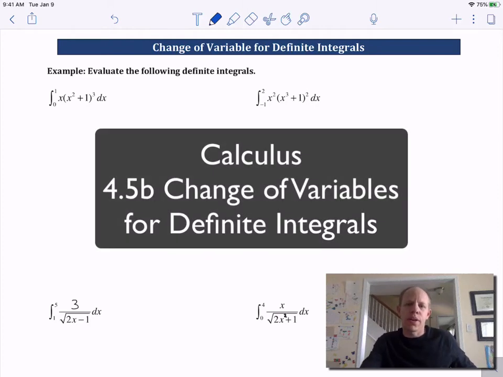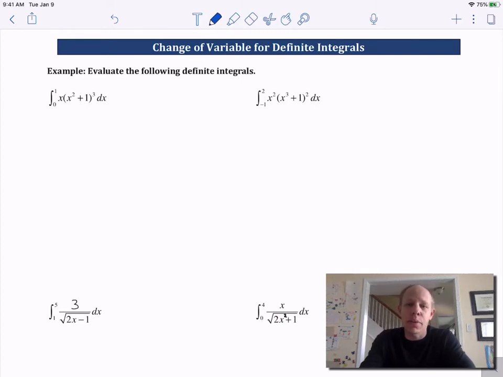Hello everyone and welcome to our calculus notes for section 4.5b. Today we're talking about change of variable for definite integrals.